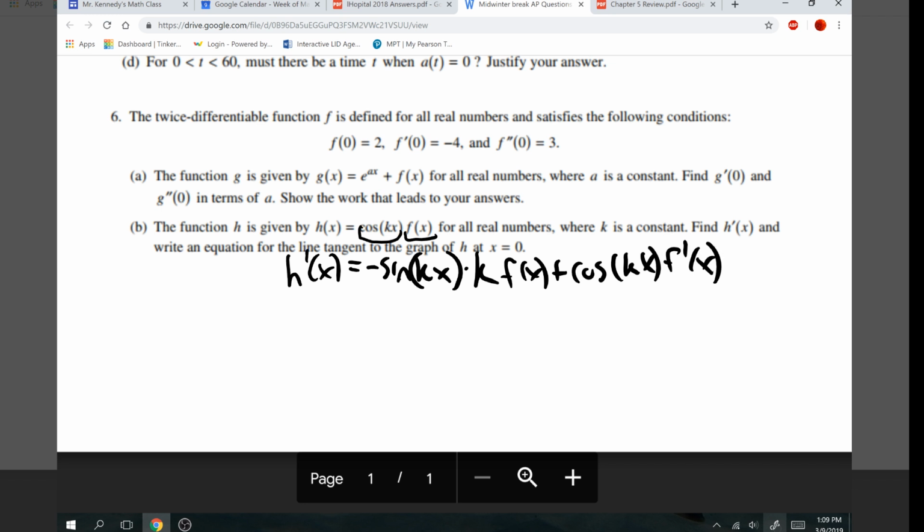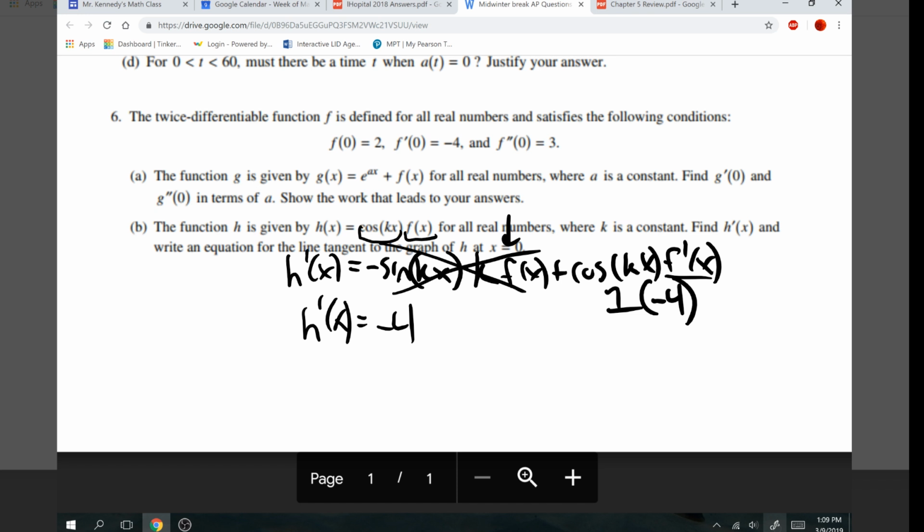Sick. That is the derivative. Alright, now I have to find the line tangent at x equals 0, so I'm going to have to plug 0 into this. Sine of 0 is 0, so this term does not matter. Cosine of 0 is 1, so this term does matter. But f prime of x was negative 4, f prime of 0 was negative 4. So this is just 1 times negative 4 for my h prime, my slope. And so I get negative 4 for my slope.